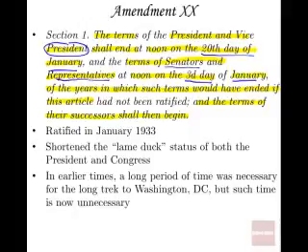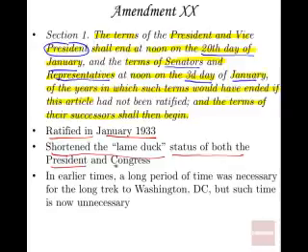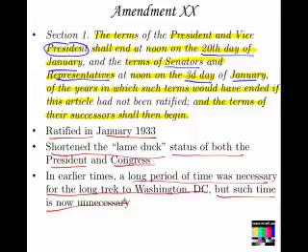This amendment was ratified in January 1933. And what it did is it shortened the lame duck status of both the president and Congress. In earlier times, a long period of time was necessary for the long trek to Washington, D.C., but such time is now unnecessary. So if you take a look at this 20th Amendment, it's basically an amendment that took into account that we're living in the 20th century now, and there's really no need for the president to have this long of a transition period.